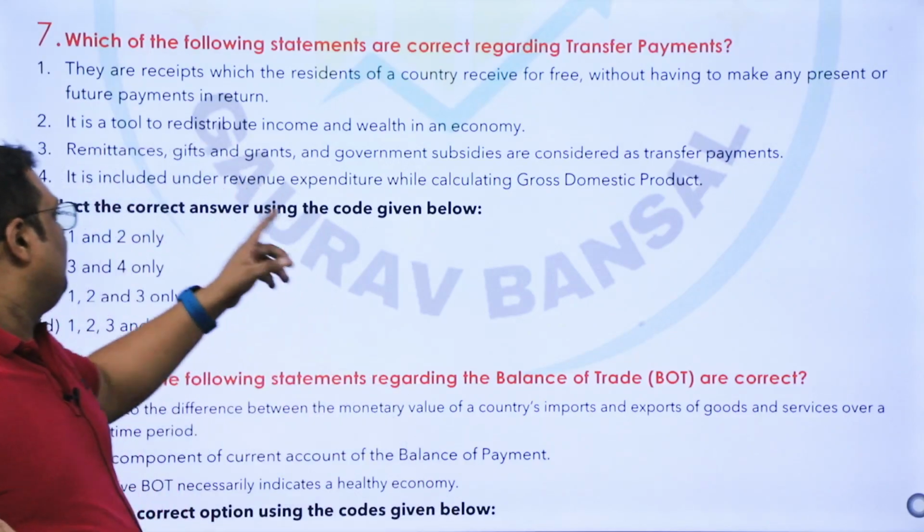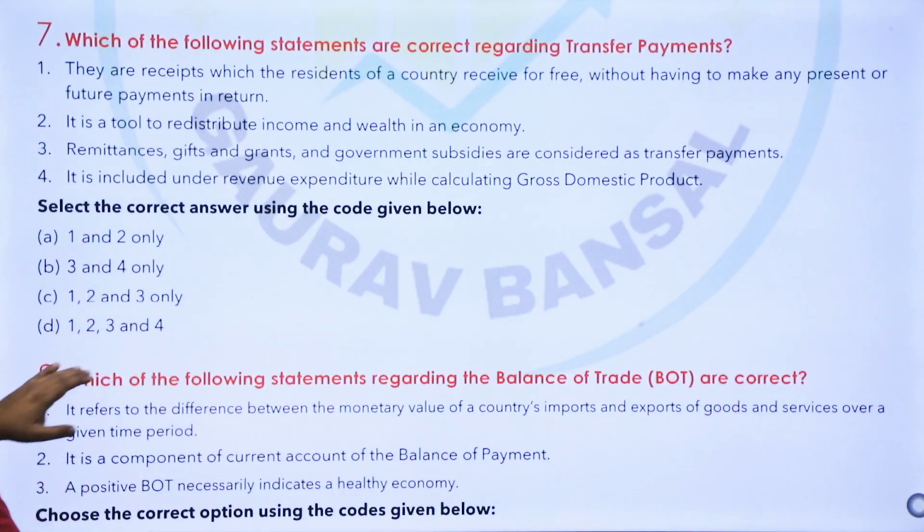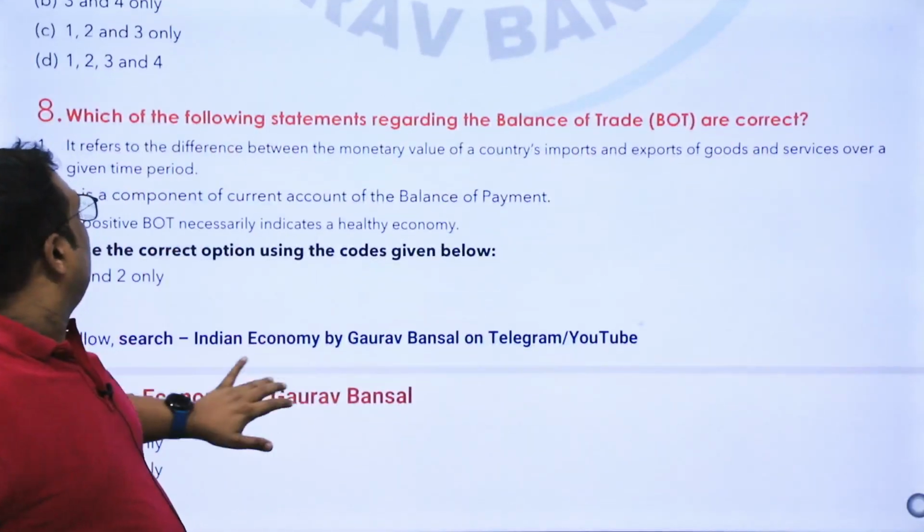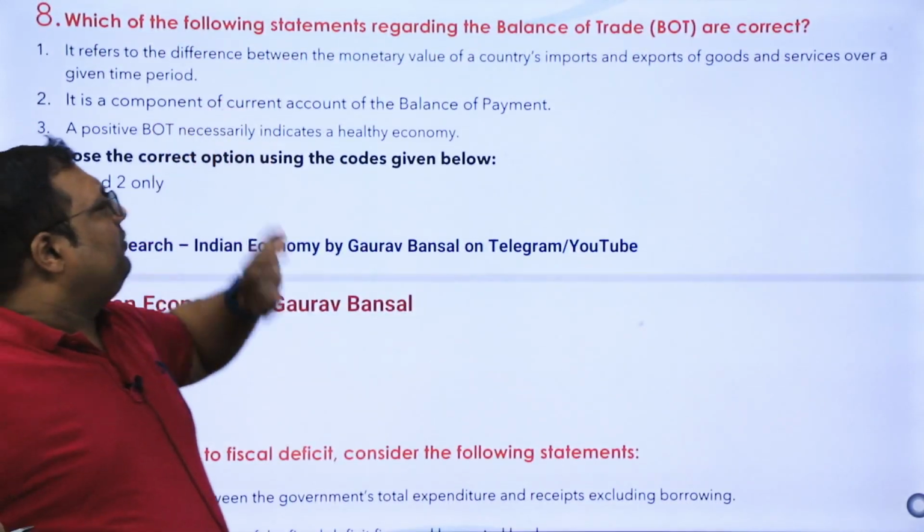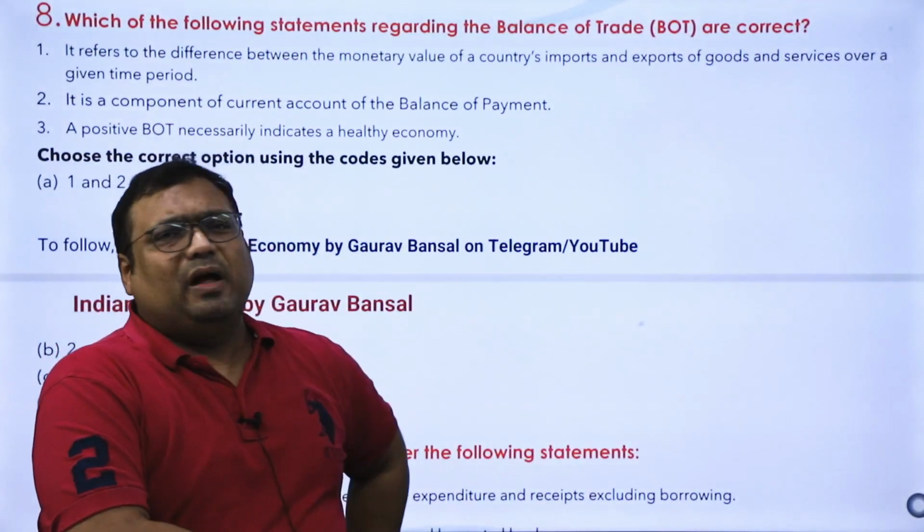So the fourth statement here is wrong. It should be C, 1, 2 and 3. Question number 8. Which of the following statements regarding the BOT, balance of trade, are correct?